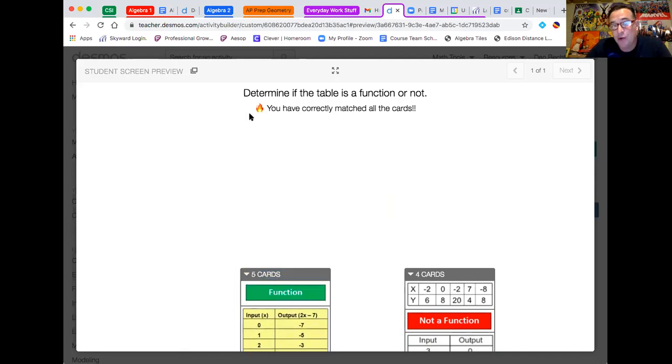And it says here, we are on fire. We have correctly matched all of the cards. We did a good job. Guys, you have done a great job with this.